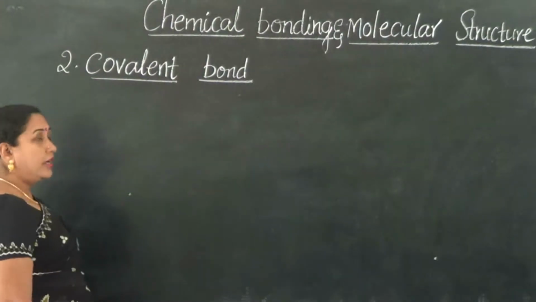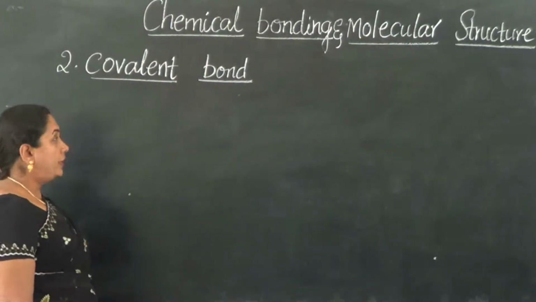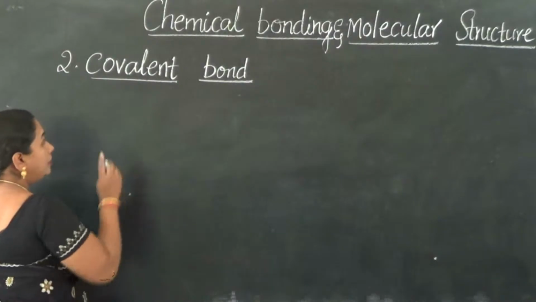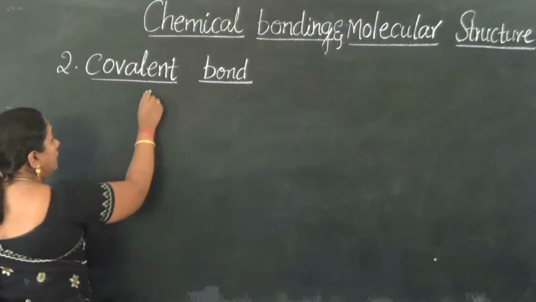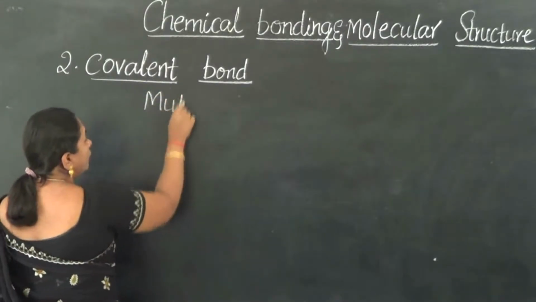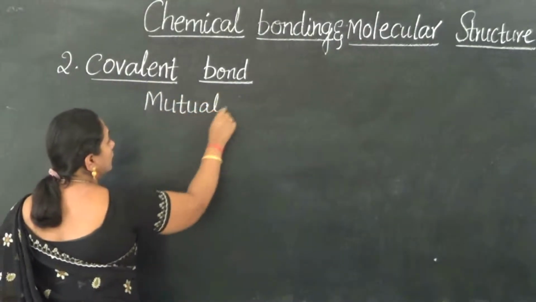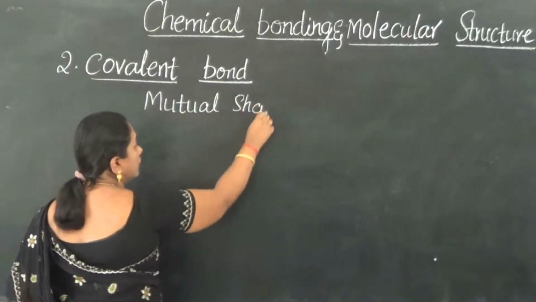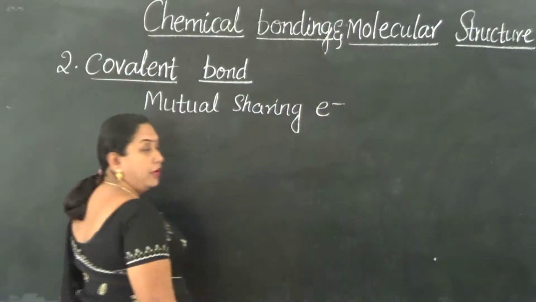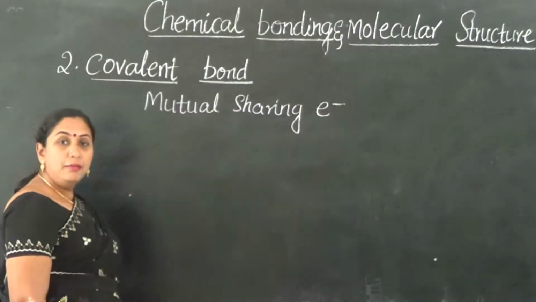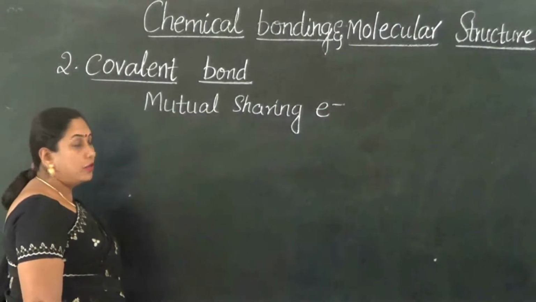Let us understand about the covalent bond formation. A covalent bond is a bond which is formed by the mutual sharing of electrons. This is a bond which is formed by mutual sharing of electrons.